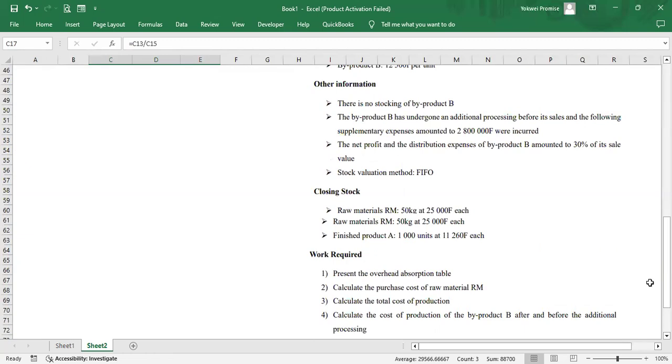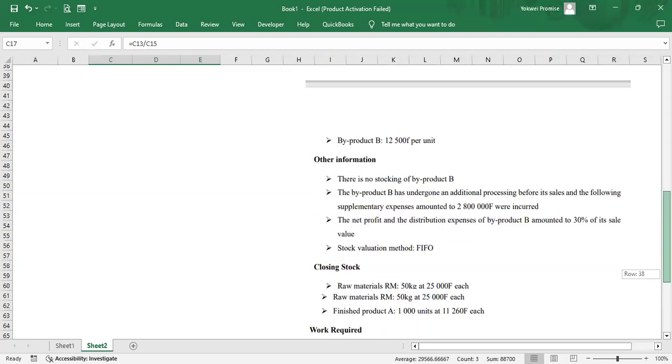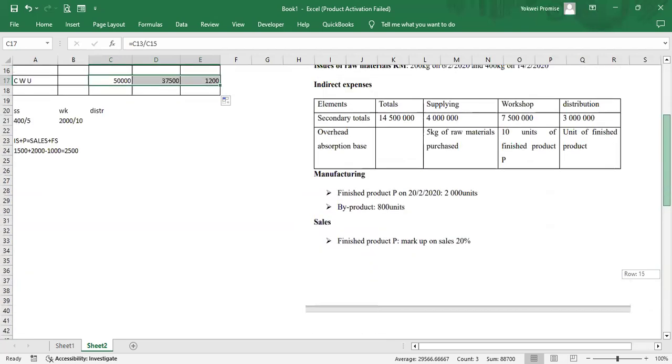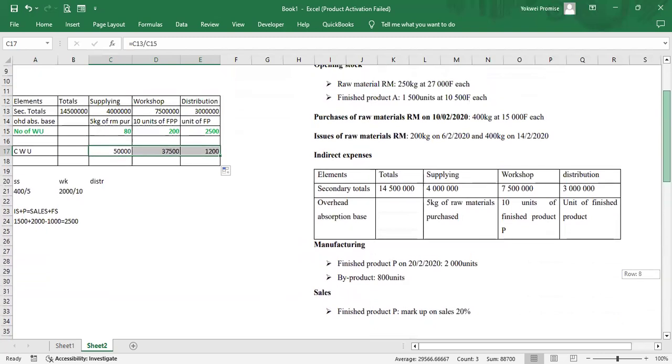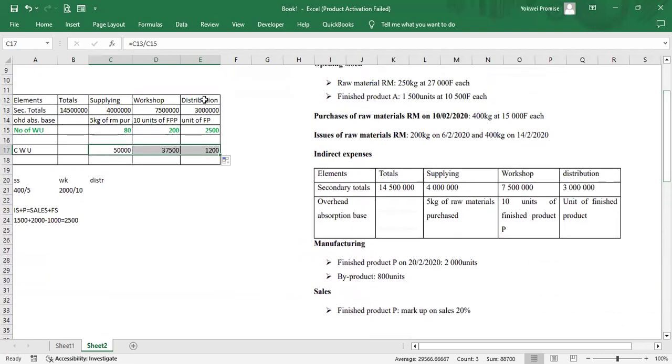Then number 2 says what? Calculate the purchase cost of raw material M. You know, the other question that we solved in class, I don't know if you followed the question. I came late since I was still writing my exam. Yes, I mean the pre-mock question, not the mock.